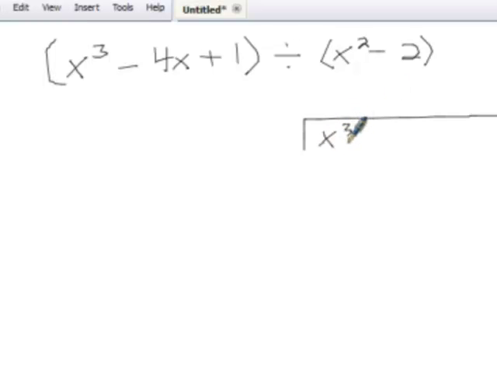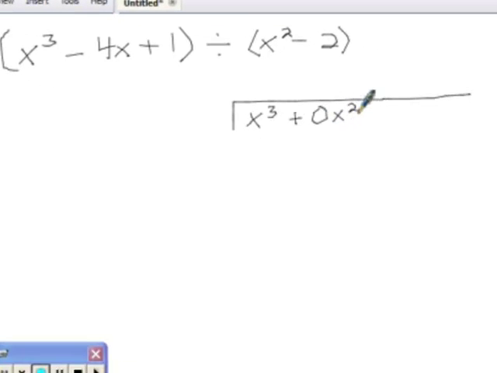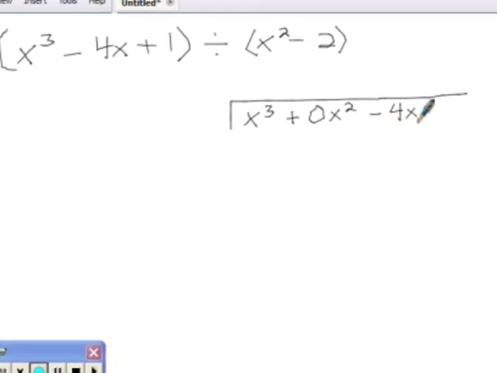x cubed plus, oh, no x squared term, so I put 0x squared minus 4x plus 1. And then here I have x squared. Now, for this part, we have to put a 0 here, too, because we don't have an x term. So x squared plus 0x minus 2. So both the outside and the inside, you don't want to skip terms. Sometimes it won't be too much of an issue, sometimes it will, so just always add a 0 if you're missing a power of x or whatever your variable is.